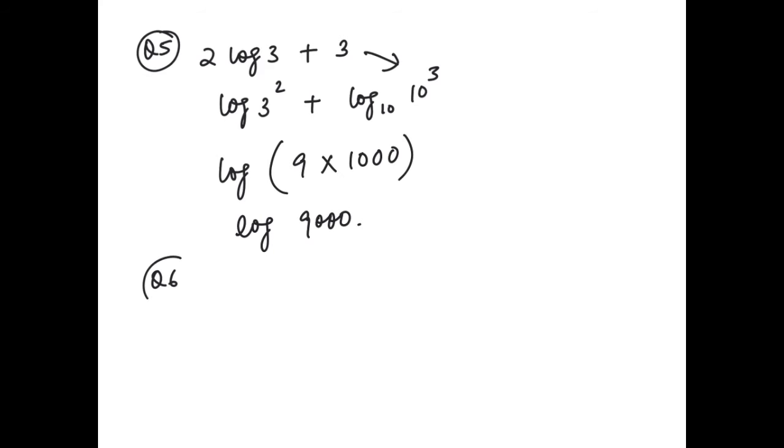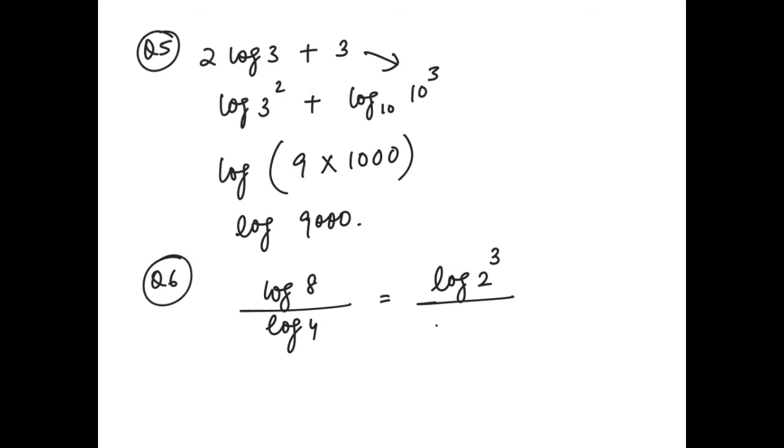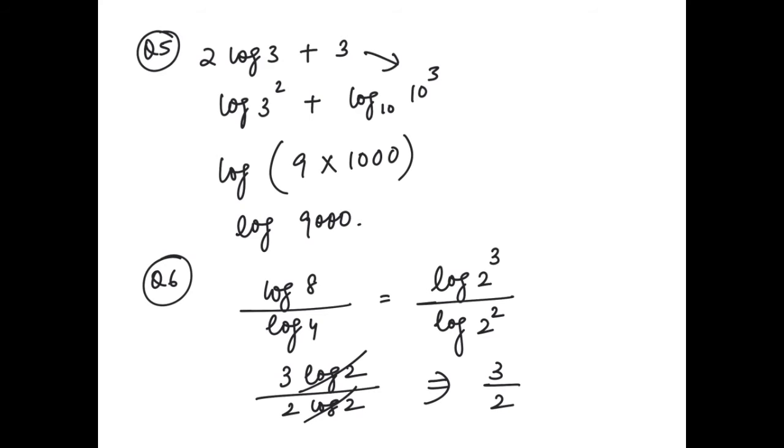Question number 6. Log 8 over log 4. So we can say log 8 would be log 2 to the power 3 over log 2 squared. So powers come ahead. So it will be 3 log 2 over 2 log 2. And log 2 and log 2 can be cancelled. The answer would be 3 over 2.